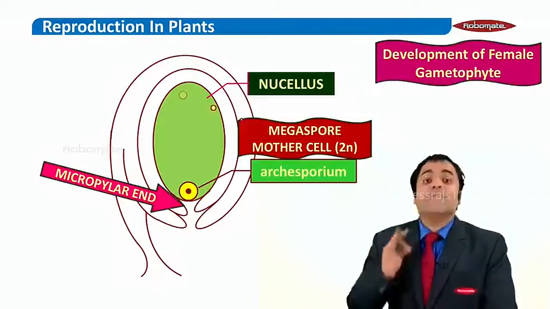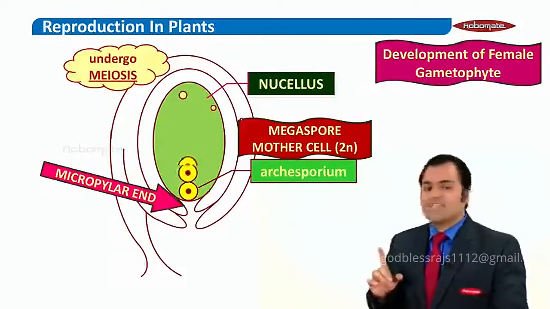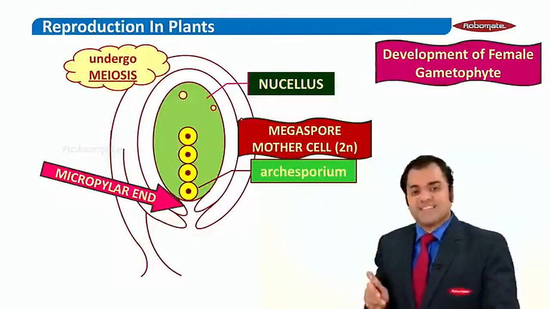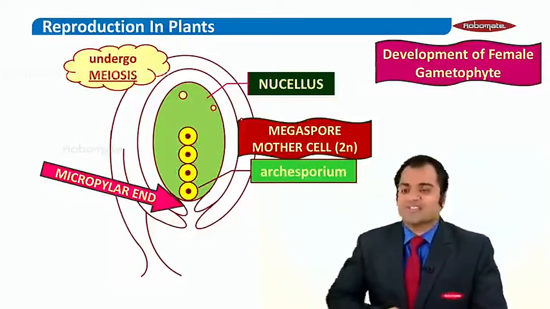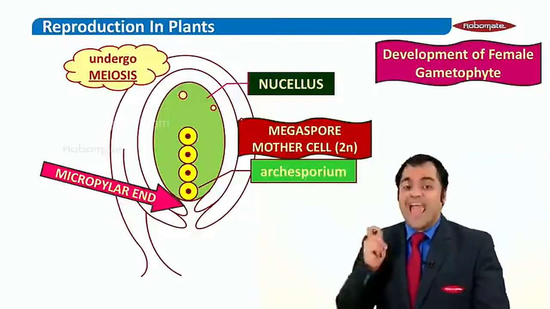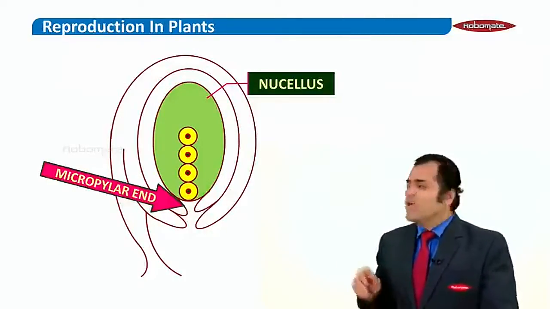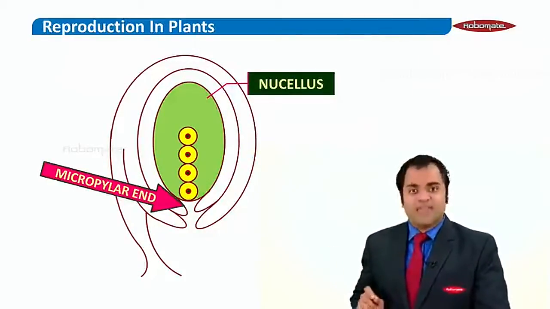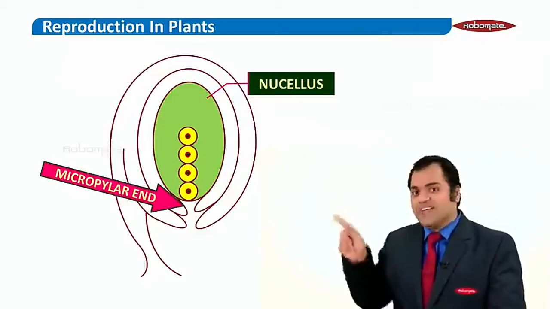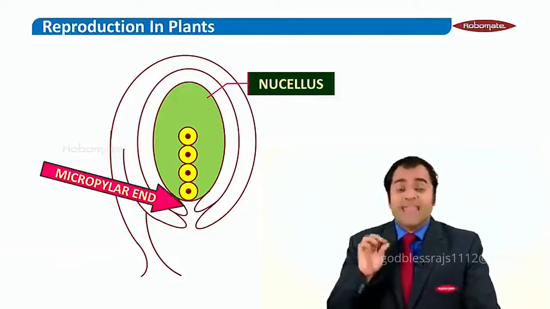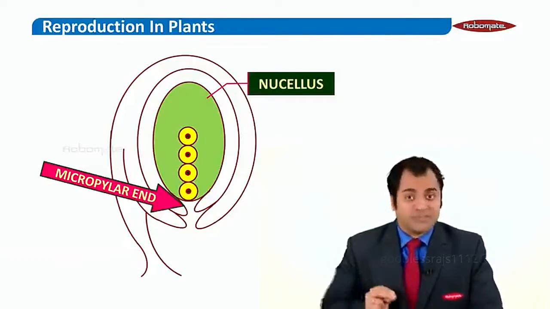undergo meiosis. And on meiosis, that one cell will end up making 4 cells. And remember, this is meiosis, so all these 4 cells are going to be haploid. So let us look at these 4 cells and look at the way that they have been formed. They are formed in a linear fashion. If you remember back in the anther, they were formed in a tetrahedral fashion.